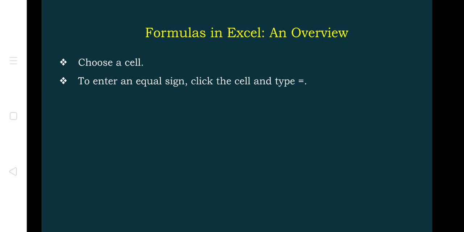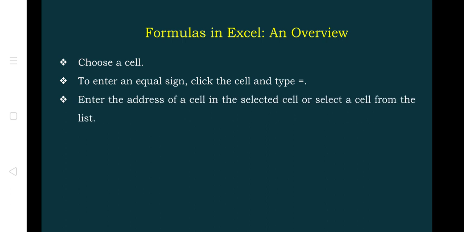The first step is to choose a cell, and then to enter an equal sign, click the cell and type equal to. So place the mouse on any cell and click, and then first type the equal to symbol, because a formula always starts with the equal to symbol, and then enter the address of a cell in the selected cell or select a cell from the list. Here we are going to add or do any operation based upon the cell content, so we have to give the address of the cell. We know that the address of the cell is the row and the column where the cell is intersected.